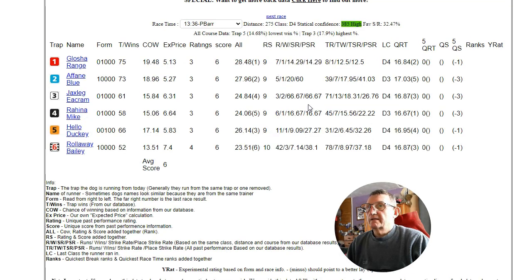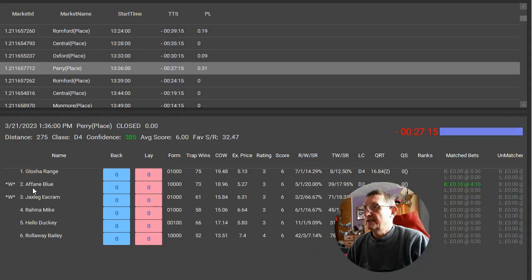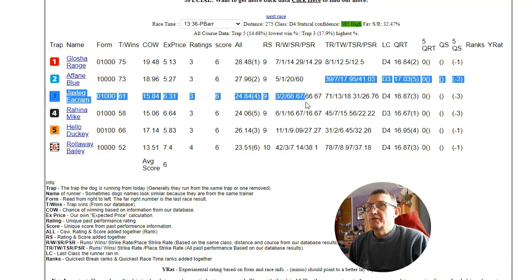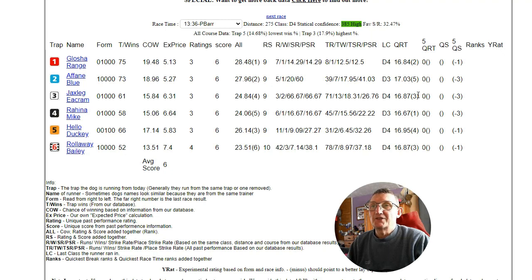So Jack's Leg Ecron was at 60%, 66%. So it was the highest there. But we had Athame Blue as well at 60% with 44. So it was difficult to choose between those two. So as you can see, I went on Athame Blue in the end, but they both placed. Athame Blue and JX, and they were both the highest in that race. So that was really quite interesting.